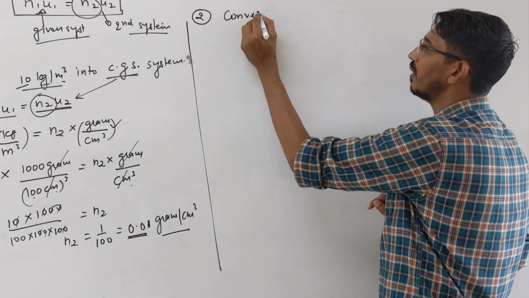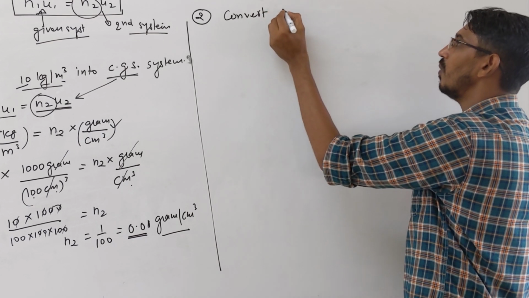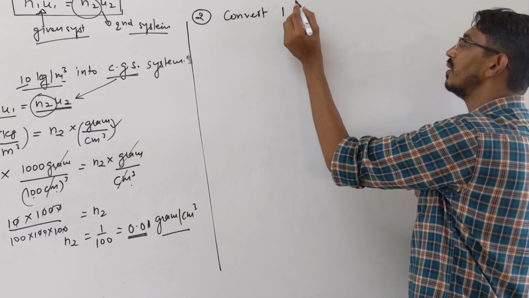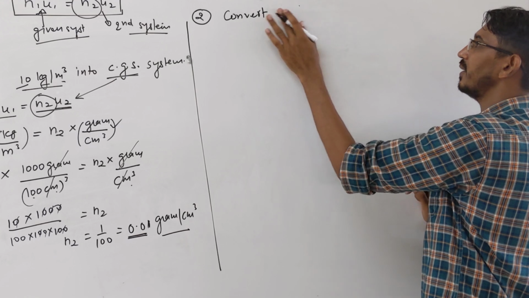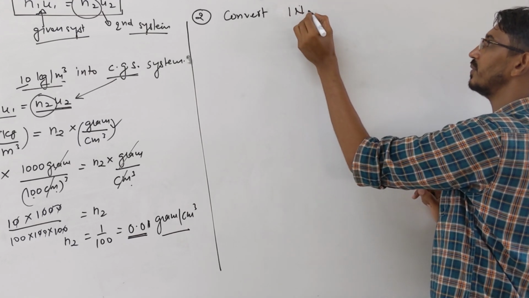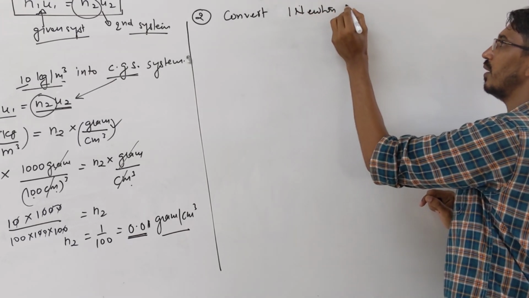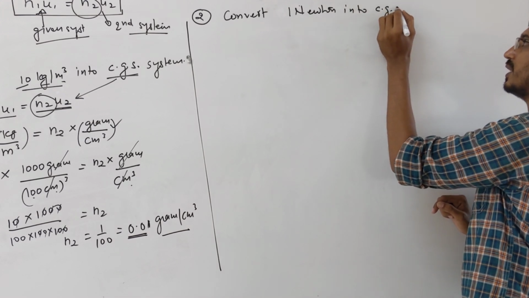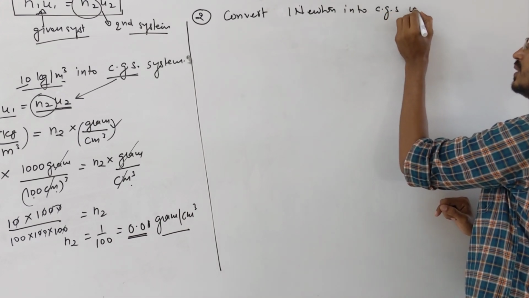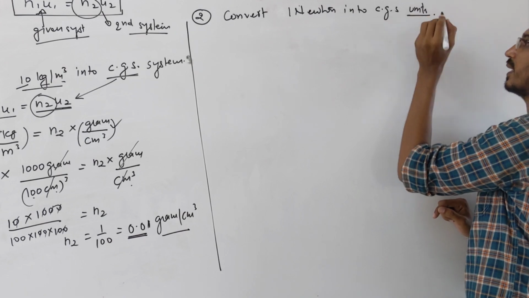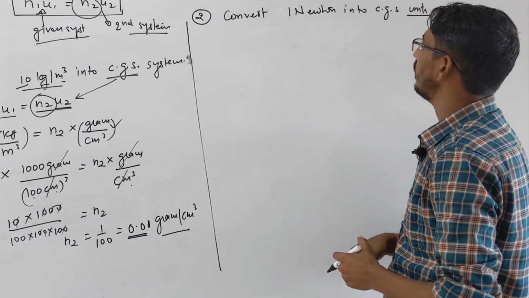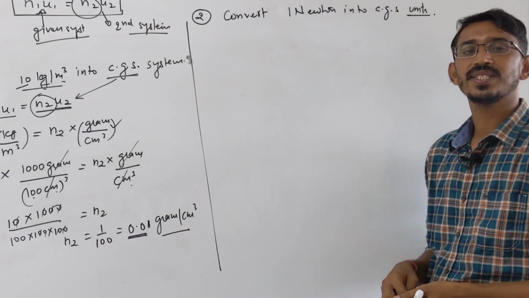Convert 1, or let's say 1 Newton, into CGS units, right? Correct. 1 Newton we have to convert into our CGS system.